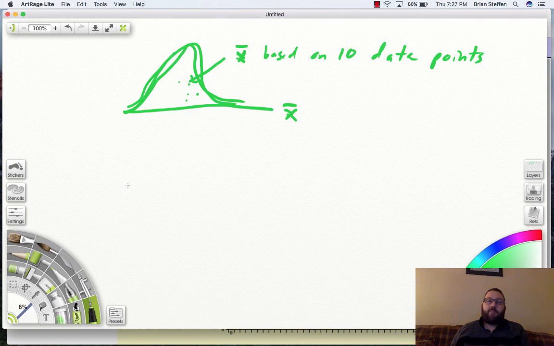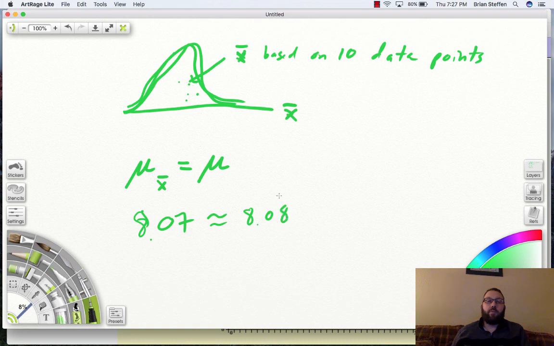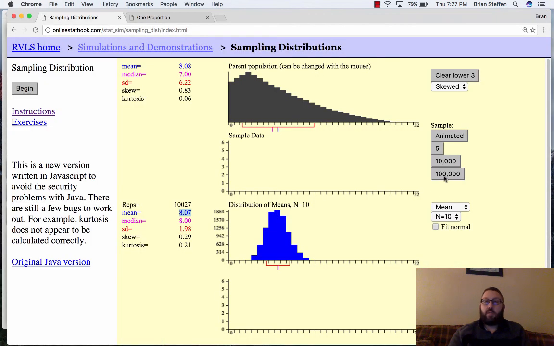If I take the population average of every possible sample, so if I would do every sample of size 10 and plot the X bar for every one of them, like say that's hundreds of thousands of them, what I actually will find is that it is equal to the average of the original distribution. So in that example, 8.07 was my current average of all those samples, and that's about equal to the population mean, which is 8.08. Now if I go back and do another 100,000, it did 100,000, so now I have 110,027 samples.